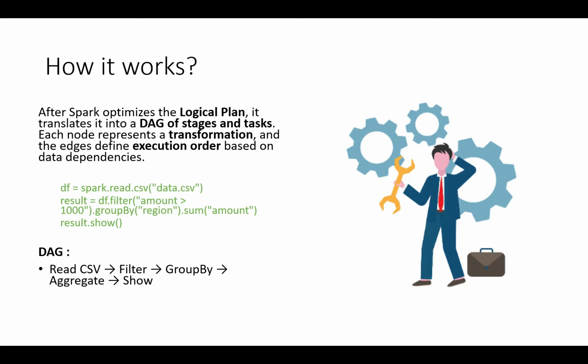If you look at this piece of code, the same one that we saw earlier, what will the DAG do? DAG is nothing but a translation of that logical plan. The logical plan had these 4-5 steps. So the DAG will represent these 5 steps of reading a CSV, a filter, a group by, an aggregate, and then showing the results. So show is the action here where the actual execution starts. The rest are all transformations.